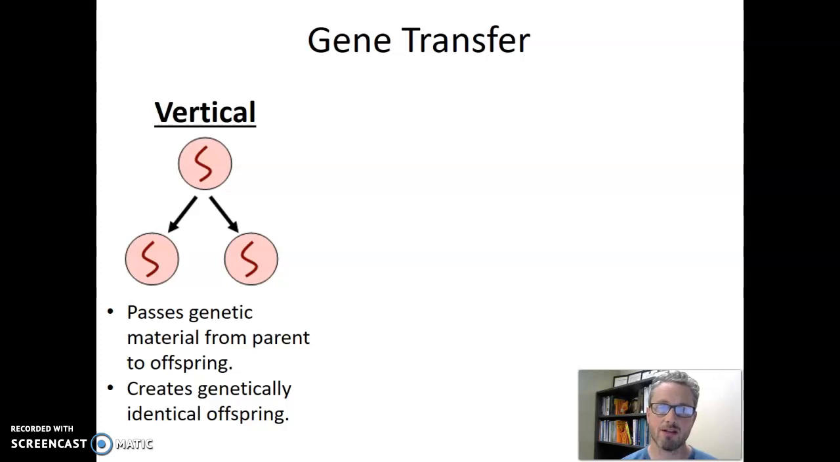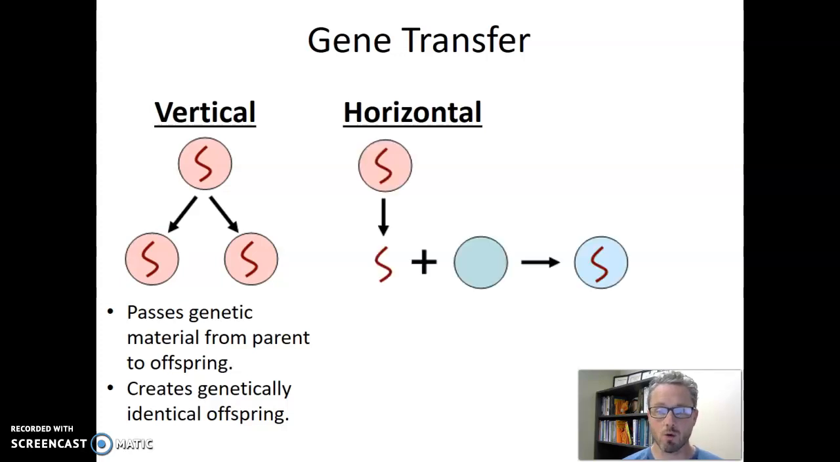But we want to talk about a form of gene transfer that's maybe a little more interesting because it creates more diversity in the world of living things. So we're going to talk about horizontal gene transfer. Horizontal gene transfer works differently. Here, a donor cell is going to give up a little bit of DNA, and that DNA is going to get added to a recipient cell. So this cell starts without this DNA and finishes the process with this DNA.